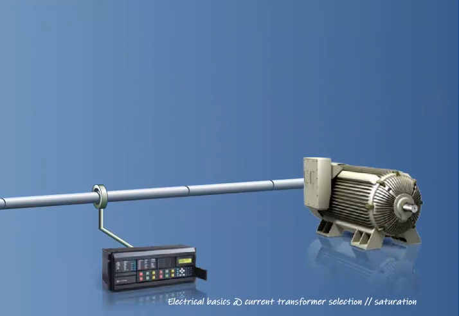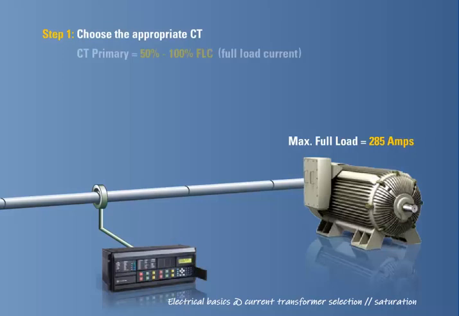Let's assume that we have a motor that draws a maximum full load current of 285 amps. The first step is to choose the appropriate CT. It is customary to select a CT that has a primary rating falling between 50 to 100% of our maximum full load current, in this case 285 amps. Possible CTs for this use would be 300 to 5, 400 to 5, and 500 to 5 CTs, because the primary rating falls between 50 to 100%.